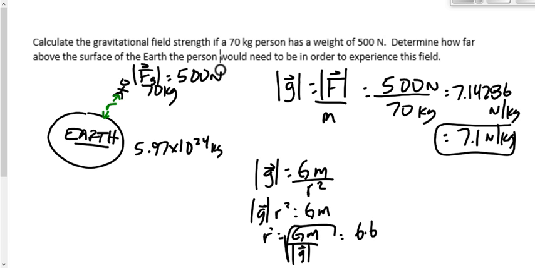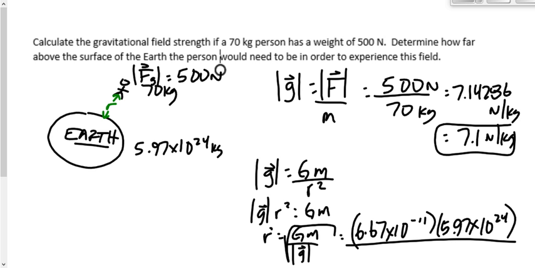6.67 times 10 to the minus 11 times the mass of the, what mass would I use here, 70 or 5.97? Abby, what's the producer here, the Earth or the person? So what mass do I use here? Good. 5.97 times 10 to the 24 kilograms, divided by not 9.81, but rather 7.1428 newtons per kilogram. Make sure you square root that.